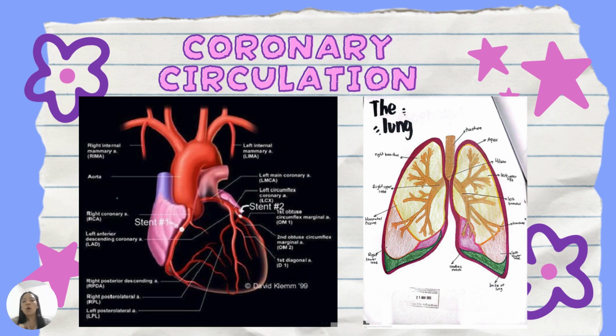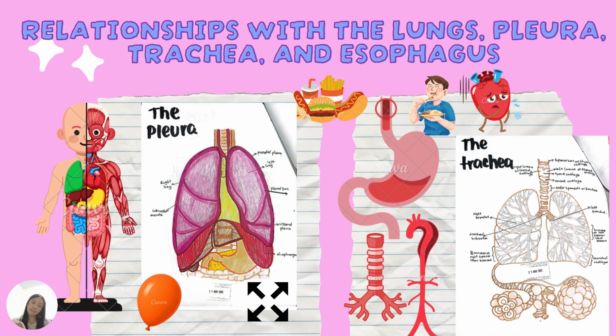But coronary obstruction is what causes an acute myocardial infarction, and this is the reason that this structure is so important. And this part is the relationships with the lungs, pleura, trachea, and also esophagus. But why is this important? The heart lives surrounded by vital structures.